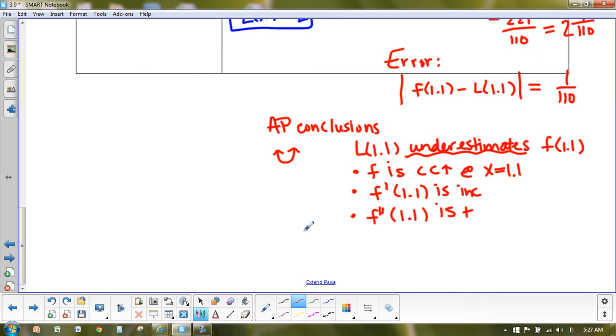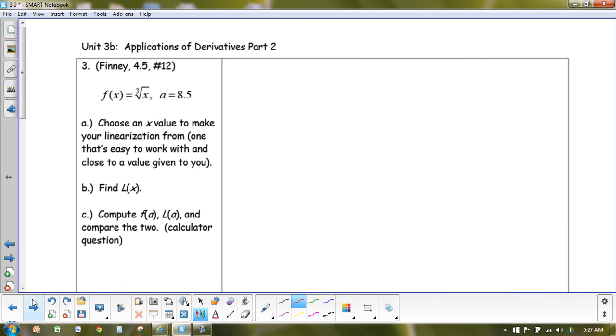Okay, next piece. We have a new function, and in this problem they want you to choose an x value to make a linearization from, but keeping in mind that they're asking for 8.5, they want you to approximate 8.5. So you need to choose something that is close to 8.5, and you need to choose something that's easy to work with in your function. So we're going to choose, since it's a cube root, we're going to choose our x to be 8, because we already know that the cube root of 8 is 2. We already know that value.